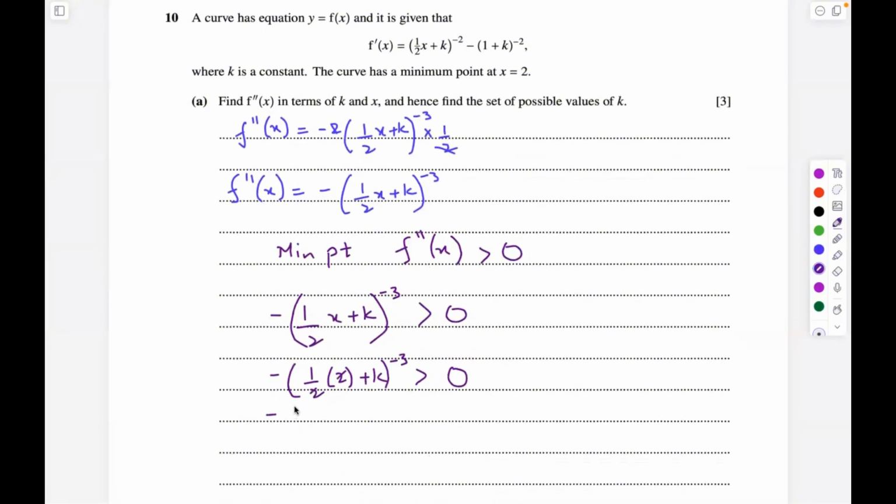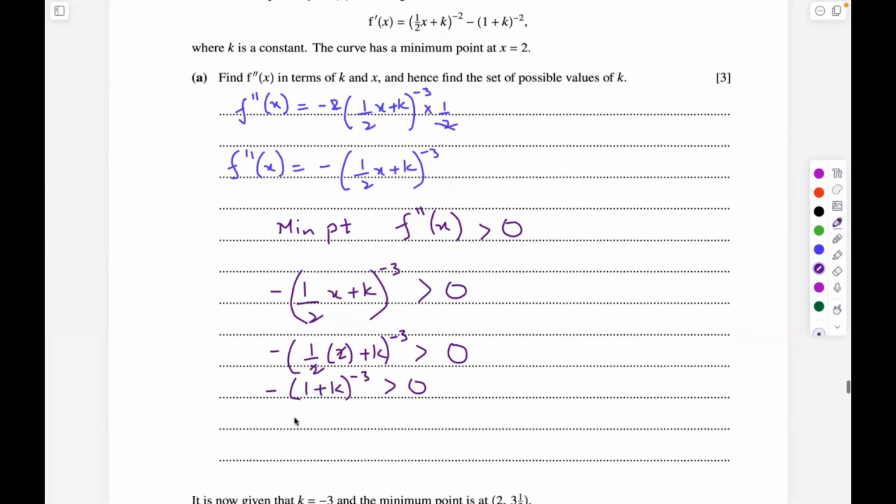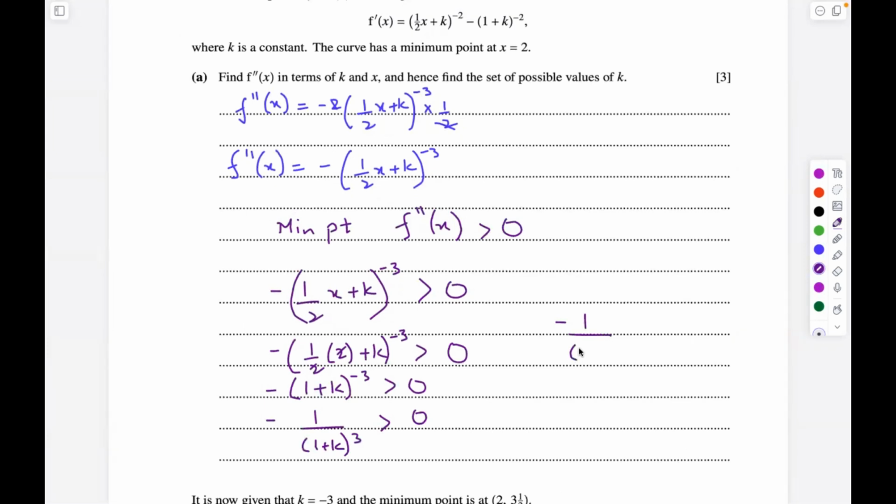We'll have minus (1 plus k) to the power minus 3 is greater than 0. Now we can bring it into the denominator and write it as minus 1 upon (1 plus k) whole cube is greater than 0. Now to solve this inequality, we'll first cube root both the sides. So we'll get minus 1 upon (1 plus k) is greater than 0.